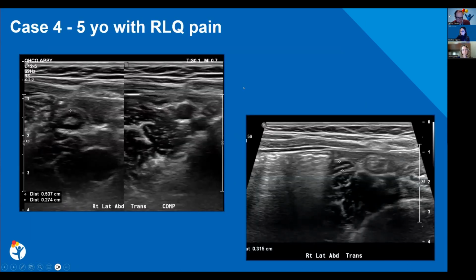All right, and then one more appendix case. So this was a 5-year-old who came in with right lower quadrant pain. This was a totally normal appendix. We can see that the appendix is not dilated, it compresses nicely. The base of it looks nice and normal as well.